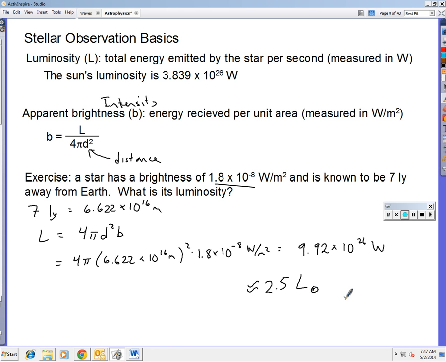Quick notation bit: if you put a subscript that looks like a circle with a dot in it after something, that indicates the sun. So solar luminosity is L with that. Solar radius, same thing. So if you see the symbol, it means it's the sun.